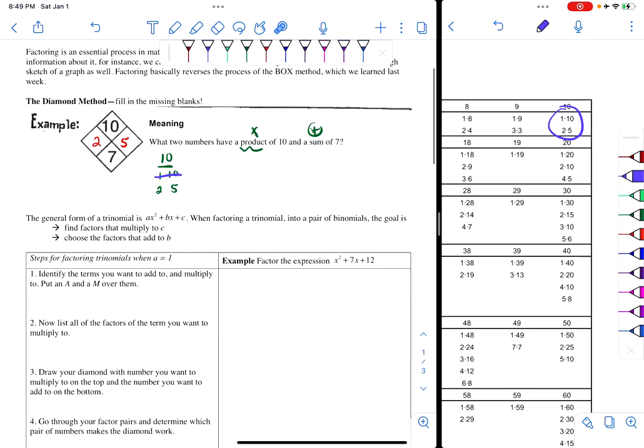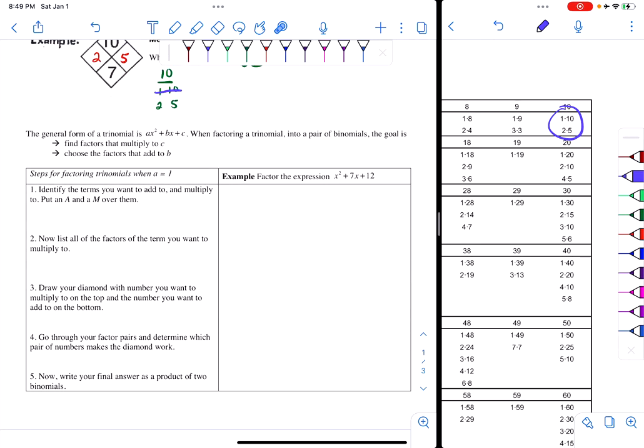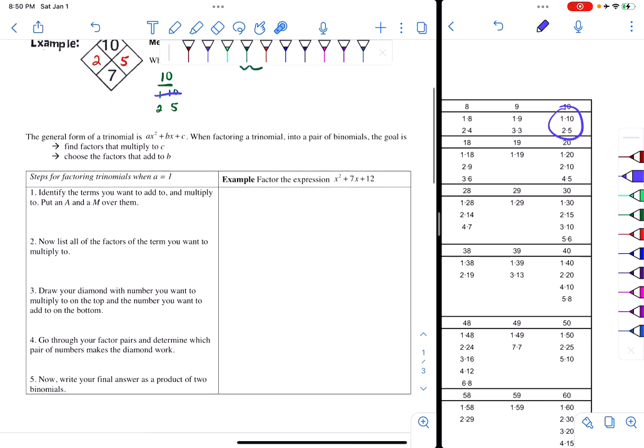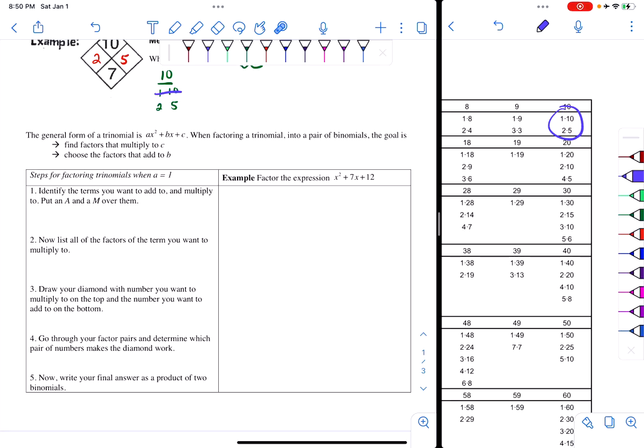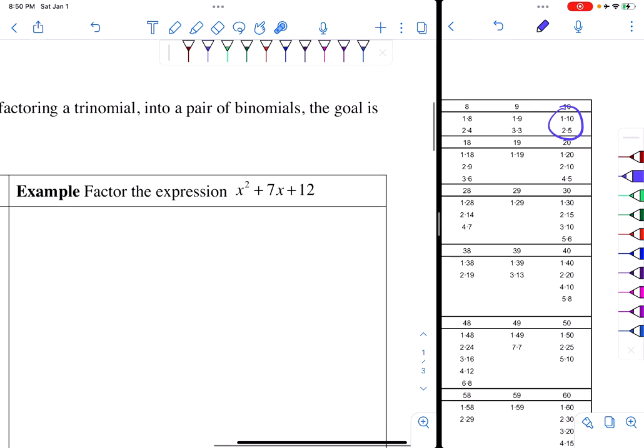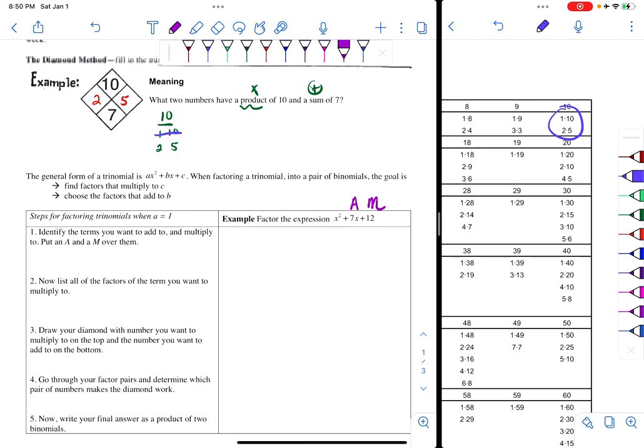So the general form of a trinomial is ax squared plus bx plus c. When factoring a trinomial into a pair of binomials, the goal is to find the factors that multiply to c and choose the factors that add up to b. So factor the expression x squared plus 7x plus 12. Step 1 says identify the terms that you want to add to and multiply to. Put an A and an M over them. So here's how it's going to work. I always want to add to my middle term and multiply to my last term.